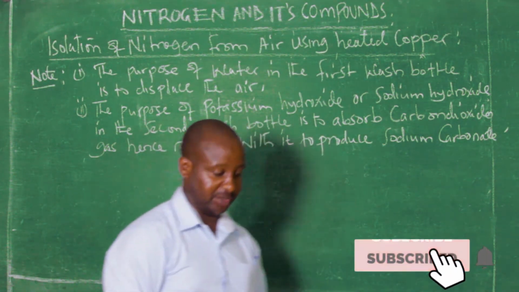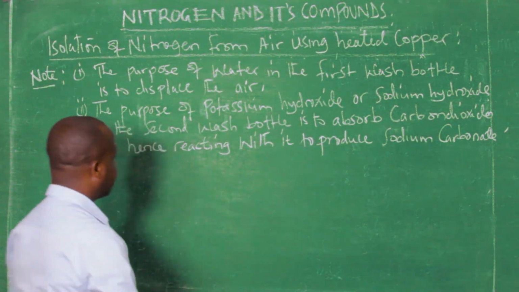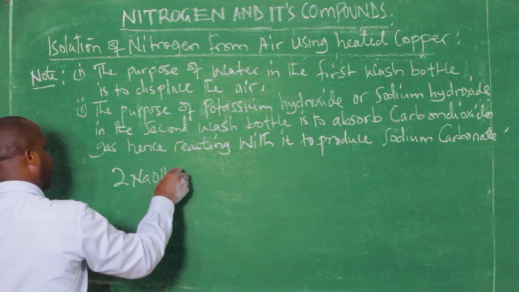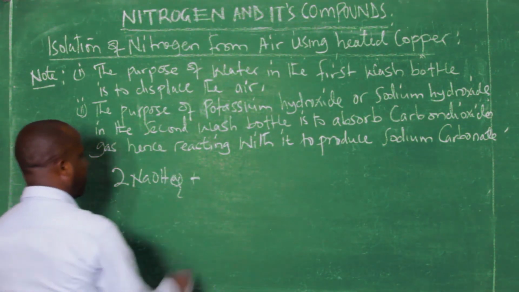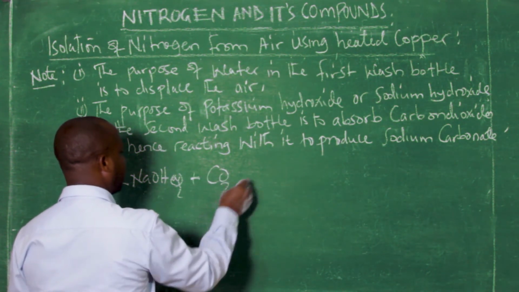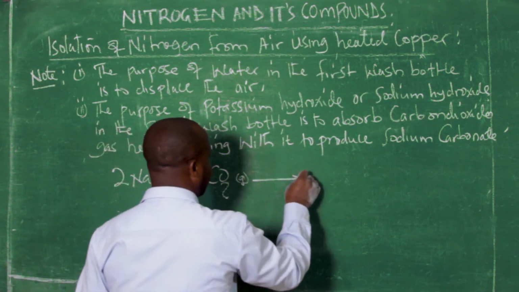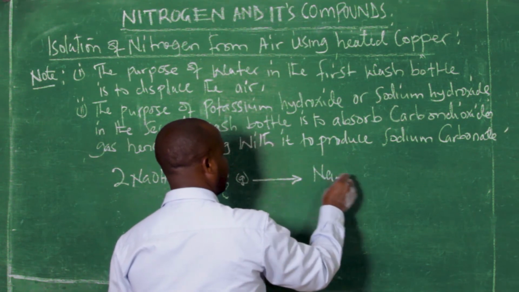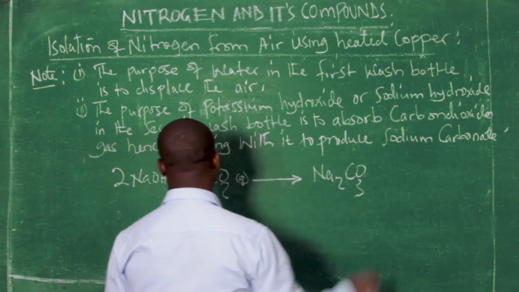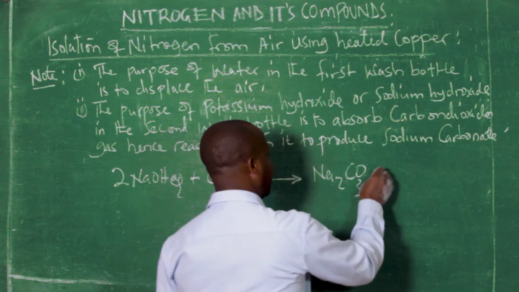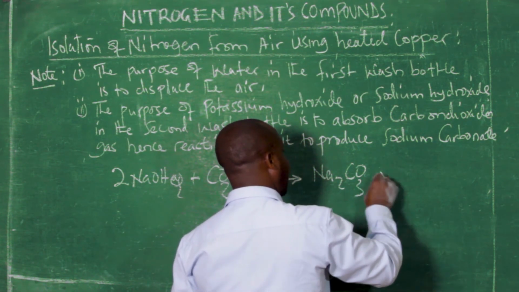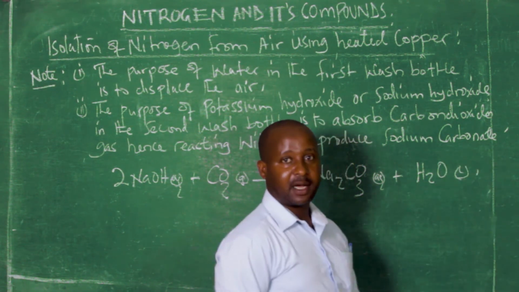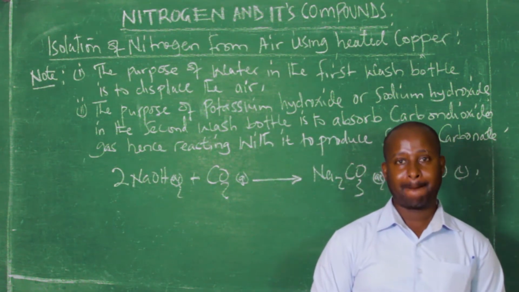Let's look at the equation for the reaction taking place. 2 moles of sodium hydroxide reacting with 1 mole of carbon dioxide gas produces 1 mole of sodium carbonate and 1 mole of water in a liquid state.